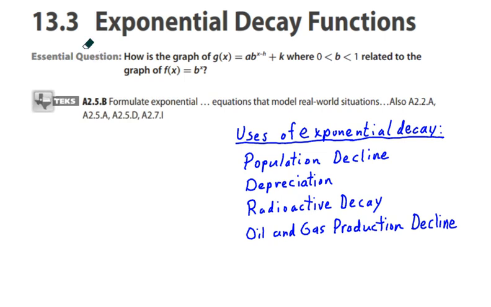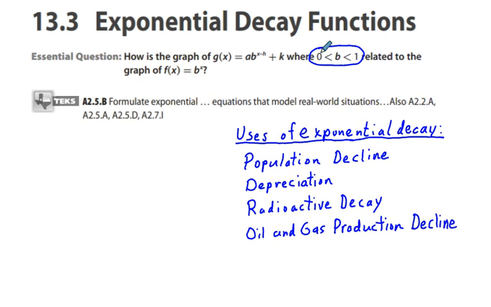Algebra 2, Chapter 13.3, Exponential Decay Functions. Here we have an essential question. How is the graph of g of x equals a times b to the power of x minus h plus k, where b is between 0 and 1? And that's your distinction, exponential decay function.